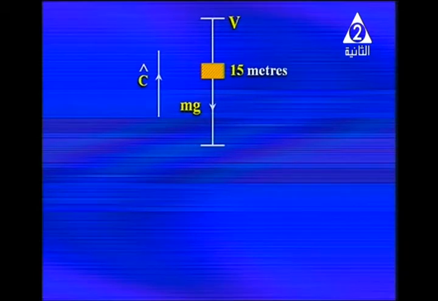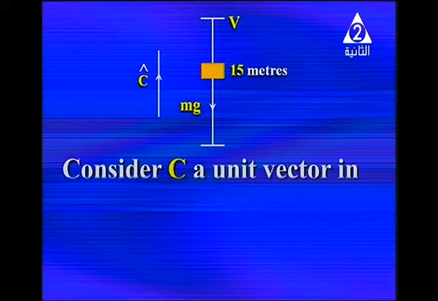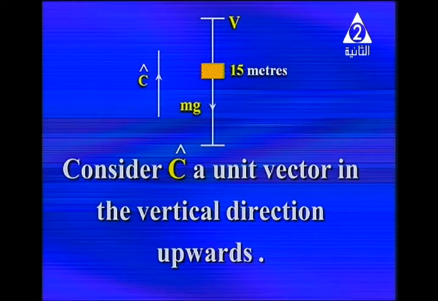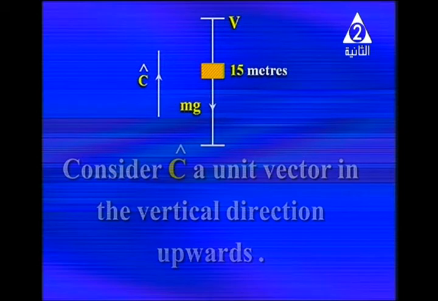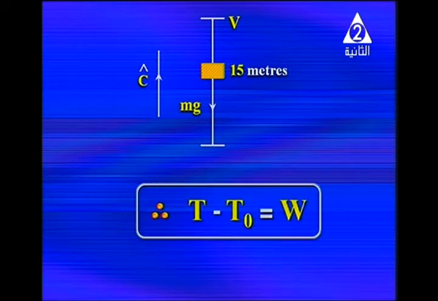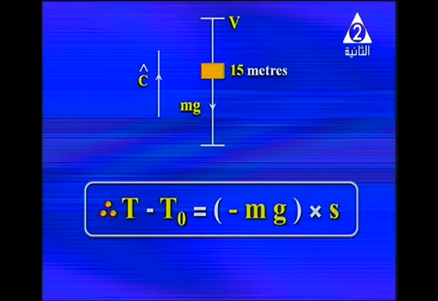Look at the solution. Dear student, look at the position of the motion, up from down to up, the distance 15 meters. Consider C is unit vector in vertical direction upwards. We know that the change of kinetic energy, T minus T naught, equals the work. T minus T naught equals negative mg times S. Negative mg times S, this is the work.